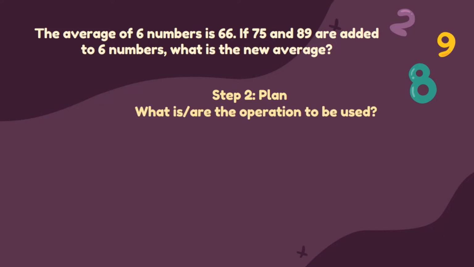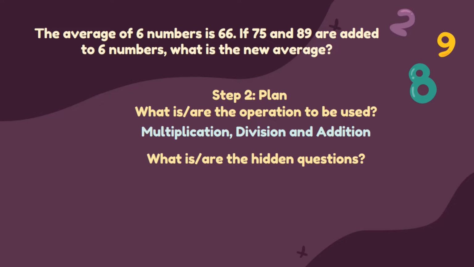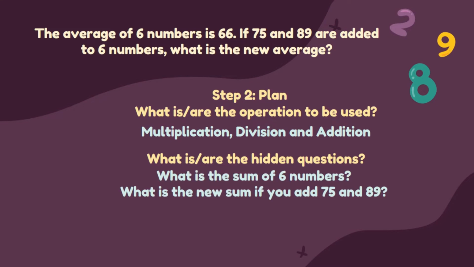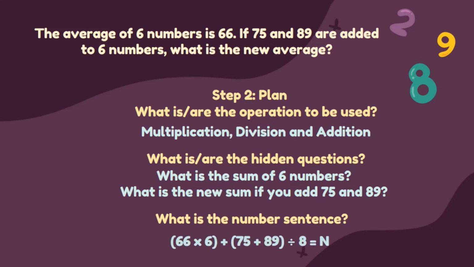Step 2. Plan. What is or are the operation to be used? The operations that we are going to use are multiplication, division, and addition. What is or are the hidden questions? The hidden questions are, what is the sum of 6 numbers? And what is the new sum if you add 75 and 89? What is the number sentence? The number sentence is 66 times 6 plus 75 plus 89 divided by 8 is equal to n.